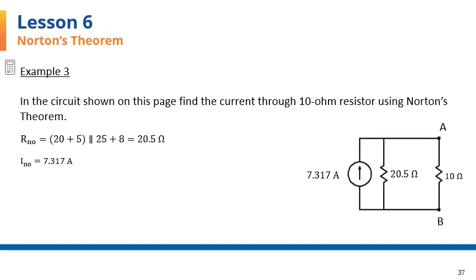Here it is. The INO is calculated as was calculated earlier. The RNO is in place, and the 10 ohm resistor is placed back between A and B. 7.317 coming to this branch, subdivided between these two resistors, and we're looking for current through here. And that's calculated as 4.918, the current that the example was looking for.